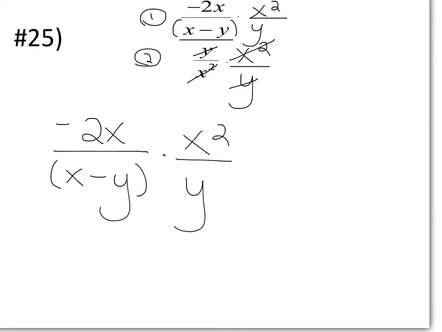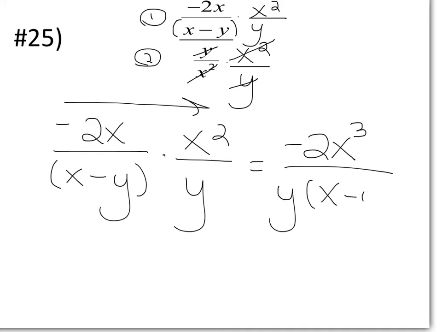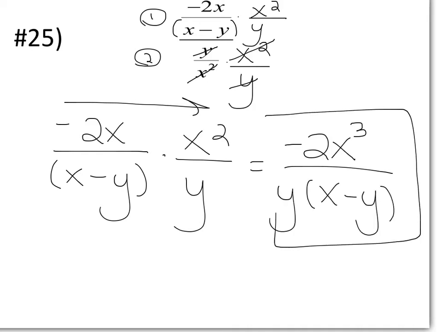So let's see if anything cancels. Remember, when you're canceling fractions that you're multiplying, you can either cancel up and down or you can cancel left and right. So it actually looks like nothing cancels here, so you're just going to multiply straight across. So you have negative 2x times x squared, which gives me negative 2x cubed. And then you have y times x minus y. And that's actually all you can do. So that one wasn't too bad.